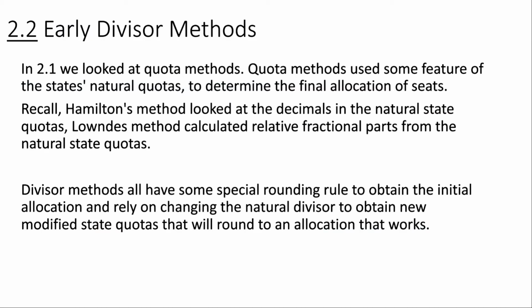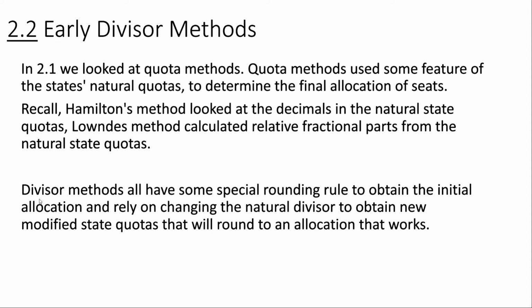In this video, we're going to start talking about divisor methods. In the previous section, we looked at quota methods. Quota methods use some feature of the state's natural quotas to determine the final allocation of seats. Recall, Hamilton's method looked at the decimals in the natural state quotas, and Lanza's method calculated relative fractional parts from the natural state quotas.